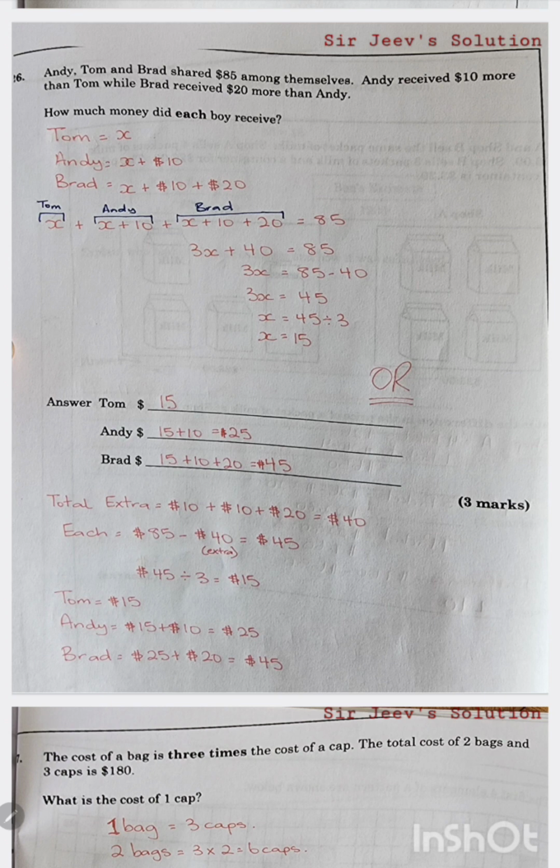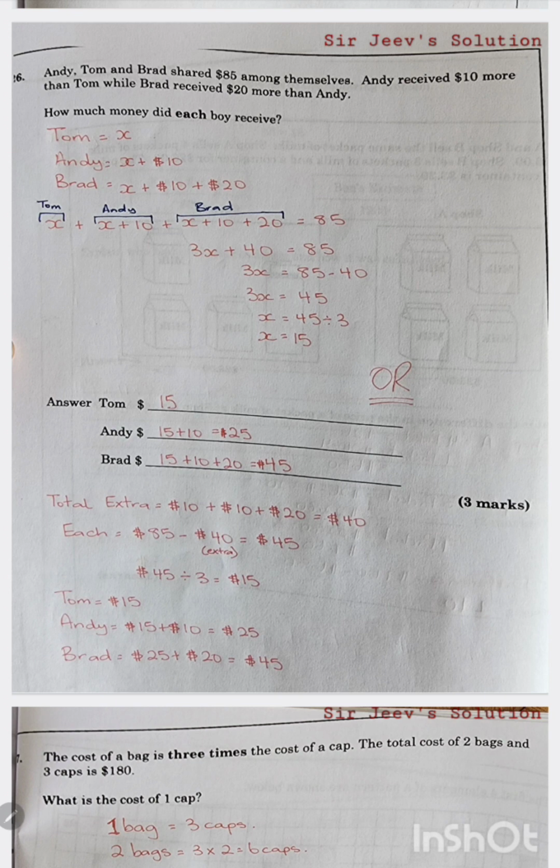The first method shown here is the algebraic method. We know Tom received some amount which is represented by X because that is unknown. We don't know what it is. We know Andy received whatever Tom received plus $10 more. So that will be X plus 10. And Brad received whatever Andy received plus $20 more. Andy received X plus 10, so Brad is X plus 10 plus the 20 extra.